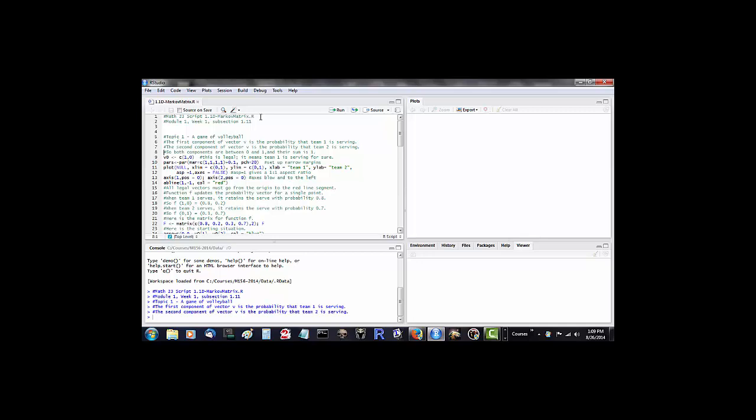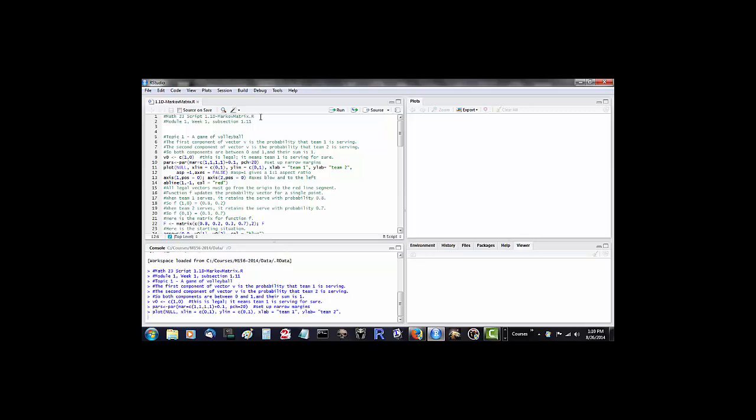So first let's think about what our vectors mean. Here's a vector v0. First component is 1, second component 0. That means the probability is 1 that team 1 is serving, 0 that team 2 is serving. And you can see the only vectors that make sense in this context are vectors that can represent a pair of probabilities. Both entries are between 0 and 1, and their sum has to be 1.